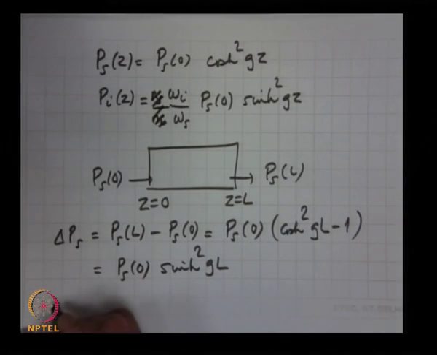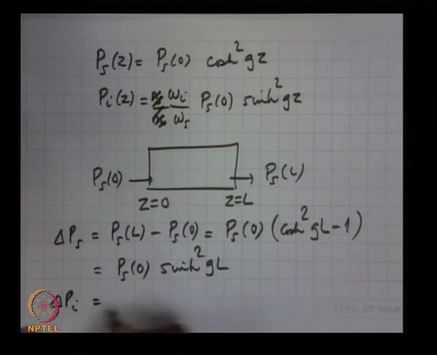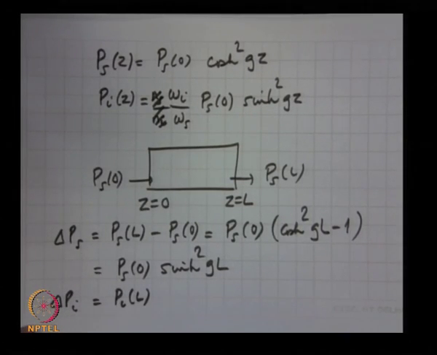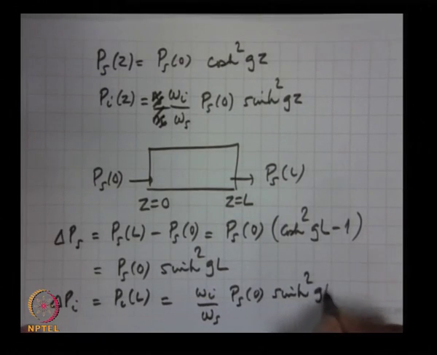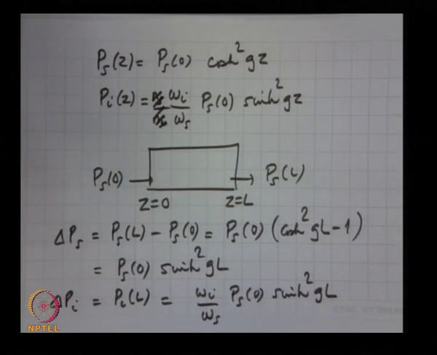And delta pi is simply pi of L, because pi of 0 is 0, which is equal to omega I by omega s, PS0 sinh squared GL. Now, why is this extra factor of omega I by omega s sitting here?